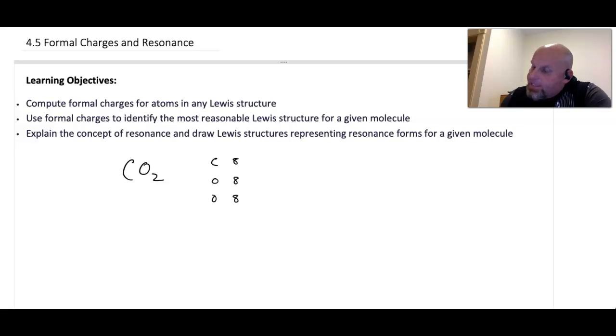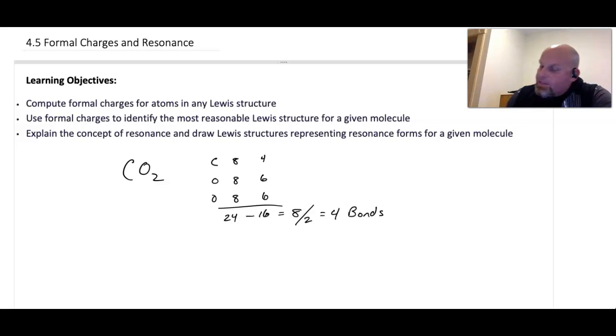each atom needs 8 valence electrons. Carbon has 4, oxygen each have 6. I get 24 minus 16. That tells me I have 8. Divide by 2 because each bond has 2 electrons. So you'll recall we said we had 4 bonds. Now, when I did that, I quickly, in that video, just added a bond here and a bond here to make 2 double bonds.